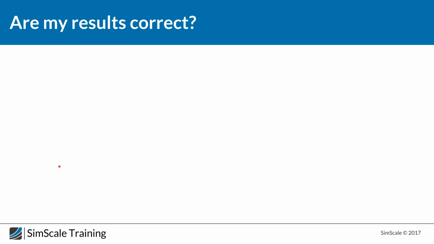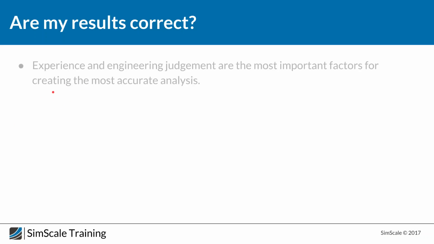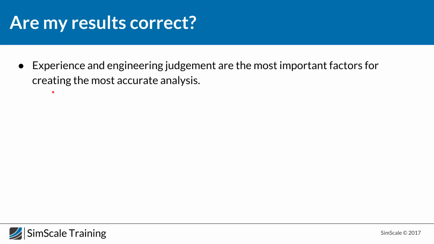A question I'm asked a lot of times is, what about my results? Are they correct? And the true answer is no, your FEA simulation results will never be correct. I hope this will not shock you, but if you think about it, it really makes sense, because what we do when we run a simulation, or what engineers basically do all the time, is trying to create a model which is describing the real world. And all the time we know this is not necessarily the real world.